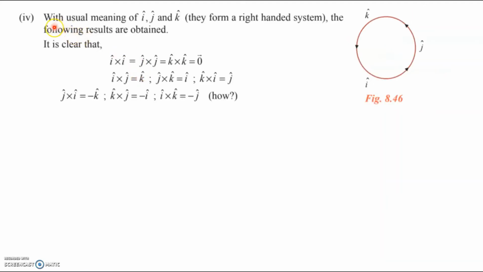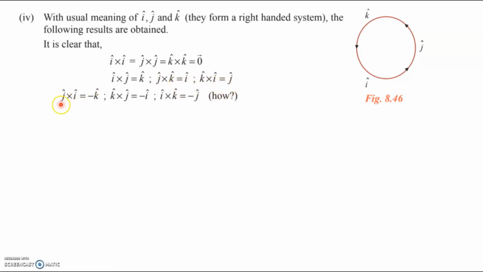The next property is, with the usual meaning of i cap, j cap and k cap, they form a right-handed system. The following results are obtained. It is clear that i cap cross product with i cap is equal to j with j and k with k is equal to 0, as we have seen in the previous property. Further, we can derive that i cap cross product with j cap is equal to k cap. Why? We know that they are all orthogonal vectors. Similarly, j and k will form i, and k and i will form j.